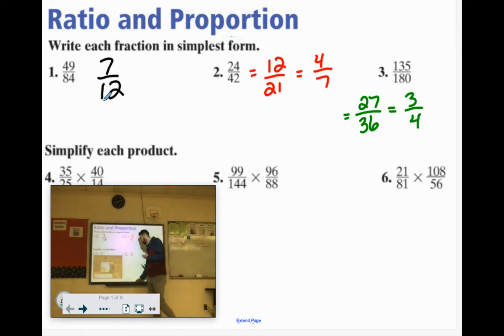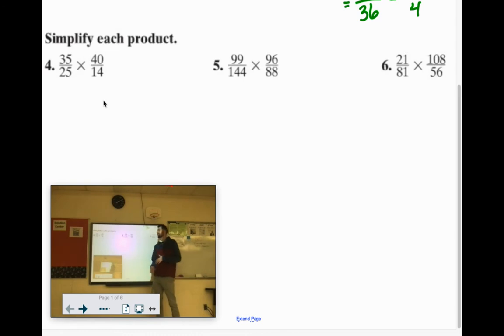Now, when you are multiplying fractions, this trick is so helpful to know. You can simplify vertically or diagonally. So like 35 25ths, 40 14ths. You can simplify any set of those as long as you have one from the numerator and one from a denominator. So like 25 and 40, 5 goes into both of those.